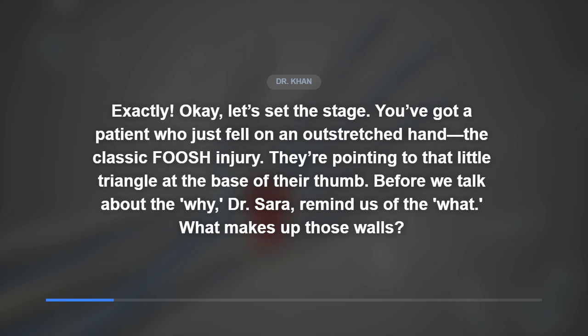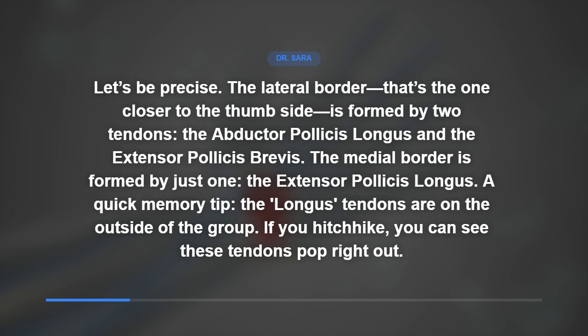Okay, let's set the stage. You've got a patient who just fell on an outstretched hand, the classic FOOSH injury. They're pointing to that little triangle at the base of their thumb. Before we talk about the why, Dr. Sarah, remind us of the what. What makes up those walls?